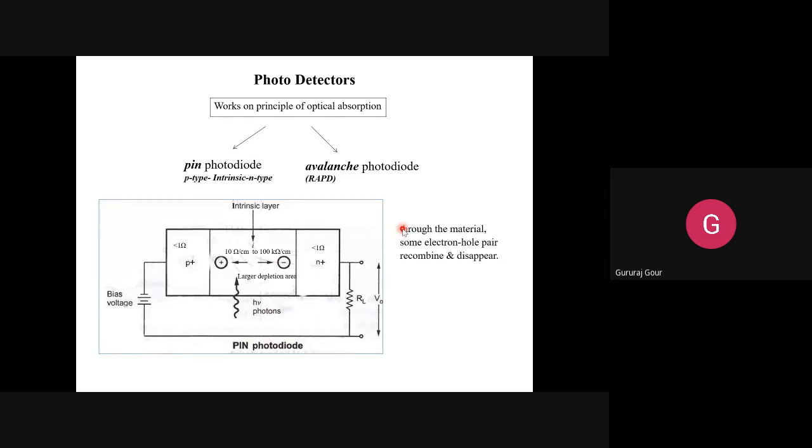A photo detector normally works on the principle of optical absorption. This is very important, guys. The operating principle of the LED is spontaneous emission. Remember, the operating principle of the laser is stimulated emission. Actually, a laser works on both. Only at the lasing condition does stimulated emission come into the picture. Before that, it is working on spontaneous emission itself, not stimulated.